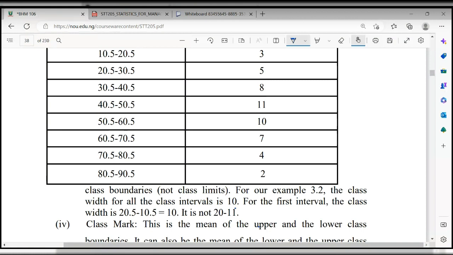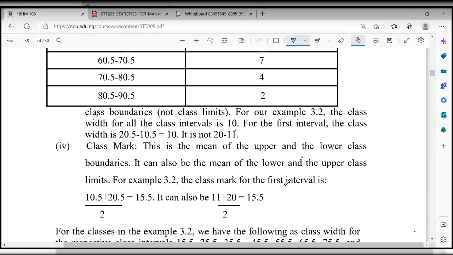So please, all those whose mic is not muted, let's mute, please, so we can hear. So when we have class width, it is from the class boundary. So if your class boundary is not correct, you will not get it right. If you solve the class width on all the class boundaries, you get the same figure. If you're getting different figures, that means you did not construct your class boundary very well.